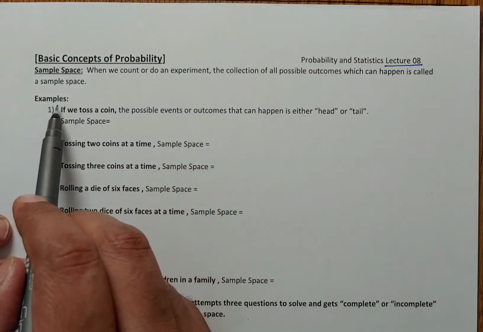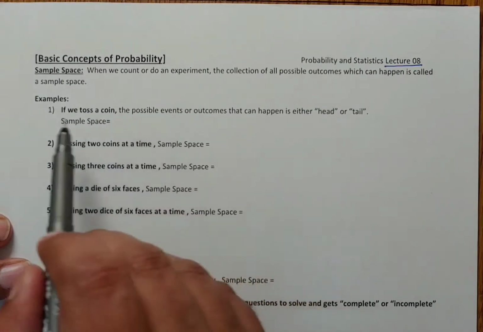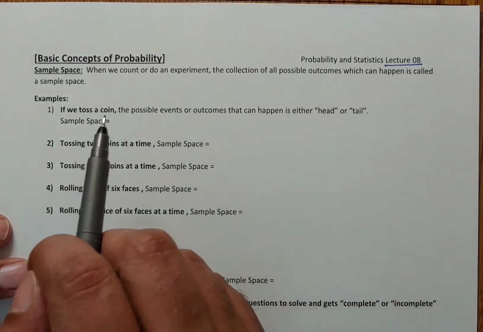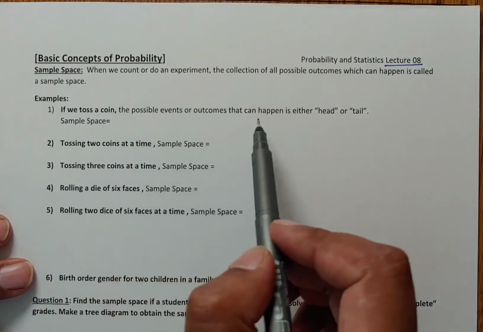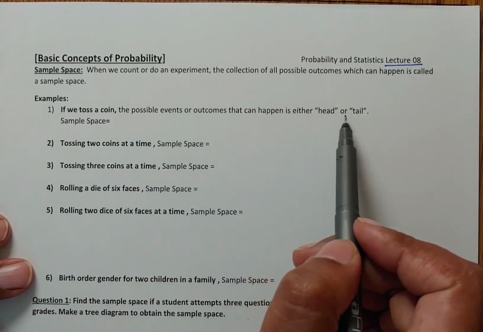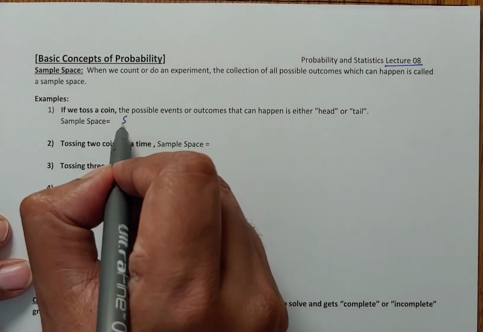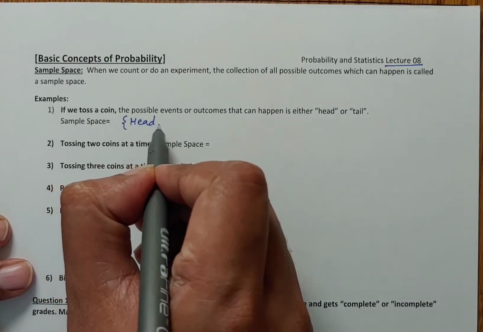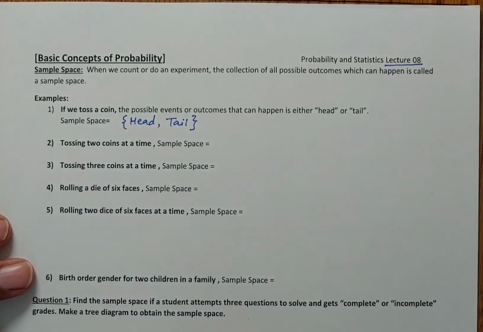Okay, so for example, if we toss a coin, that is an experiment. Tossing a coin is an experiment. The possible outcomes that can happen are either head or tail. So the sample space is head and tail. This is the sample space because only these things can happen when you toss a coin, right? Either head or tail.